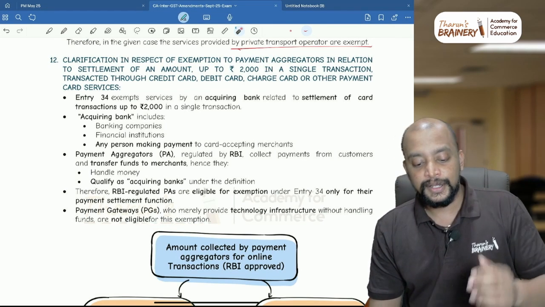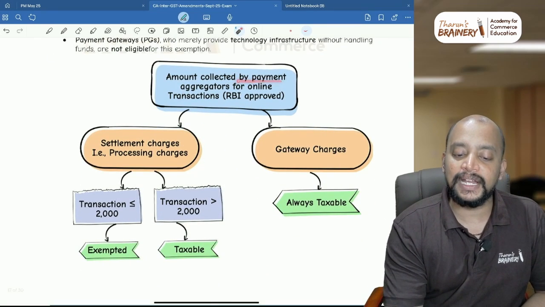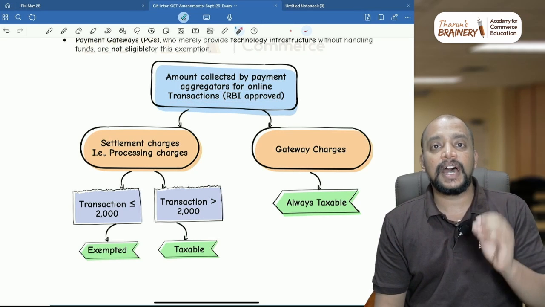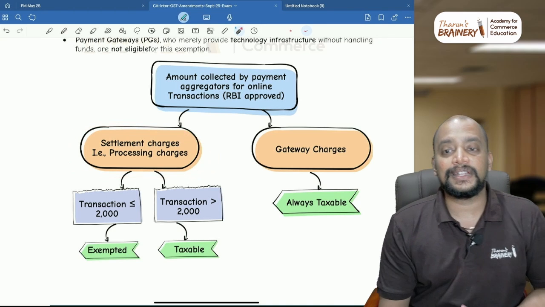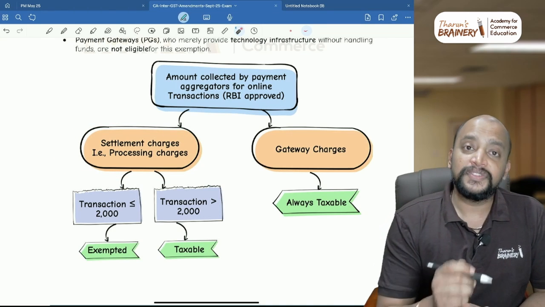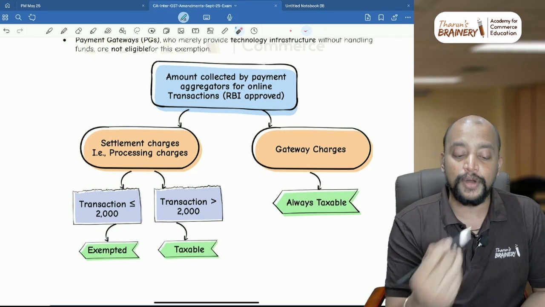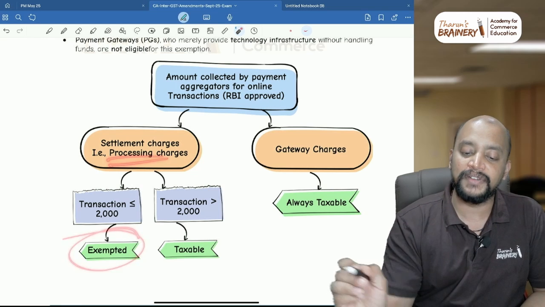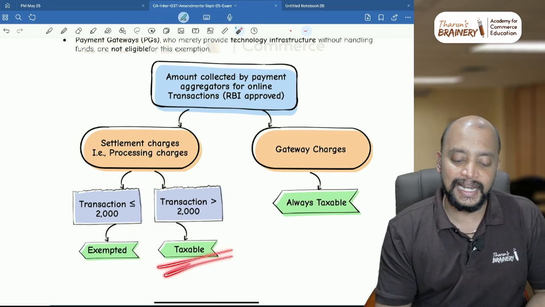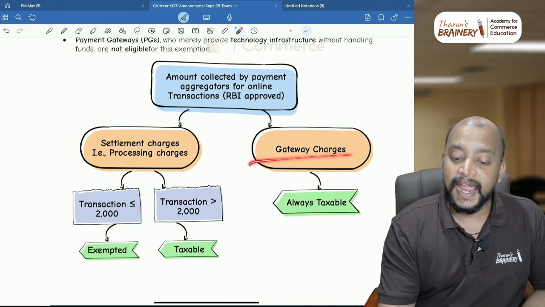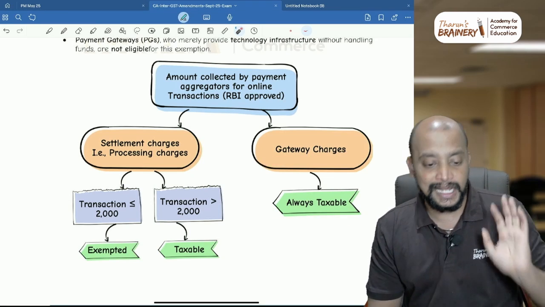That will be taxable. So we will divide it into two. Amount collected by payment aggregator for online transactions, that is RBI approved payment aggregators. If it is settlement charges, that is processing charges, and the transaction is up to 2000 rupees, then the processing charges will be exempted. Whereas if it is exceeding 2000 rupees per transaction, entirely it will be taxable. What about gateway charges? Gateway charges will always be taxable, whatever may be the case.